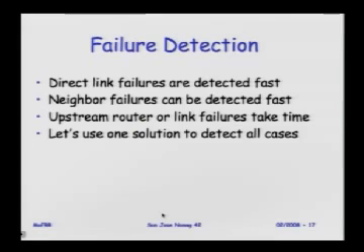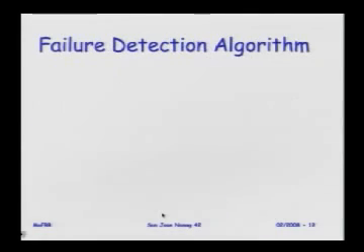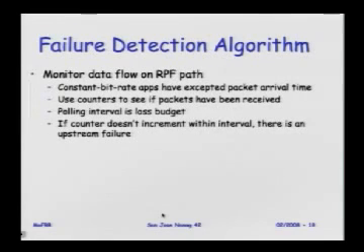And of course, you want to use one solution that could detect all cases. So this is what we propose for the failure detection algorithm. We wanted to monitor the data flow on the RPF path. Now, when we say monitor the data flow, all we have to do is count packets, okay? Nothing more than that. We are not asking the hardware to do a lot of new things that it doesn't currently do. So we have these constant bitrate applications that have expected packet arrival time, okay? And you use counters to see if these packets have been received.